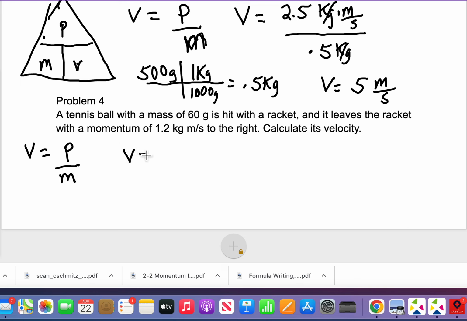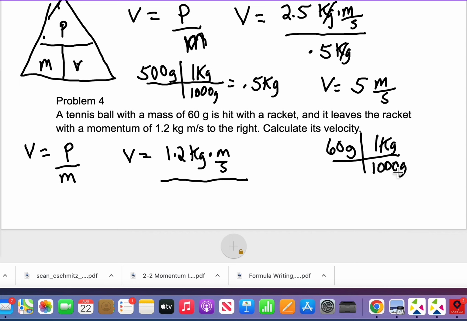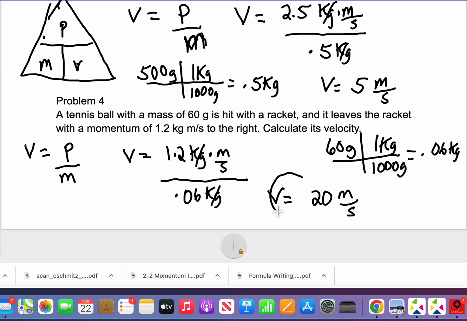Okay, so we'll plug in the numbers. Velocity equals momentum, 1.2 kilograms times meters per second, divided by the mass. But the mass is in grams. Remember, it has to be in kilograms because we want the kilograms to cancel. So we take 60 grams and change it to kilograms, since 1 kilogram is 1,000 grams. So 60 divided by 1,000 is 0.06 kilograms. Then we plug that in as our mass, 0.06 kilograms. We do the math on the calculator, and the velocity equals 20 is what the calculator said. But let's get the correct unit. A kilogram divided by a kilogram is 1, and that just leaves us with meters per second. That is the correct type of velocity unit.